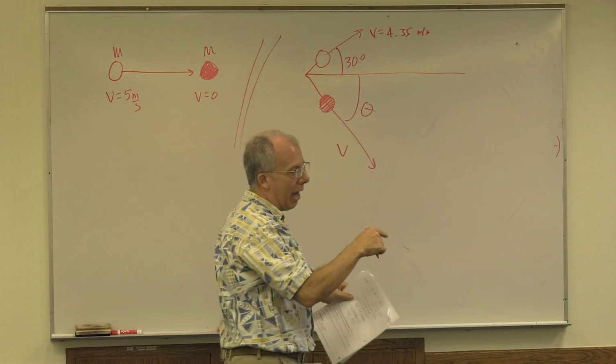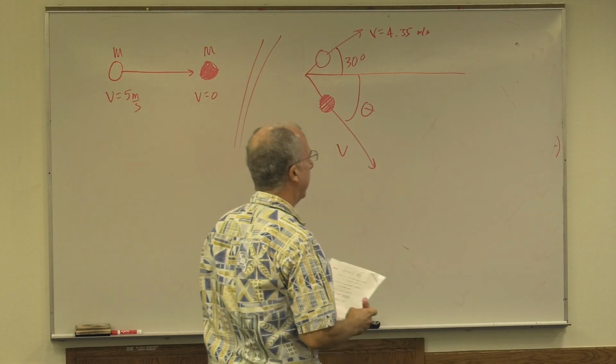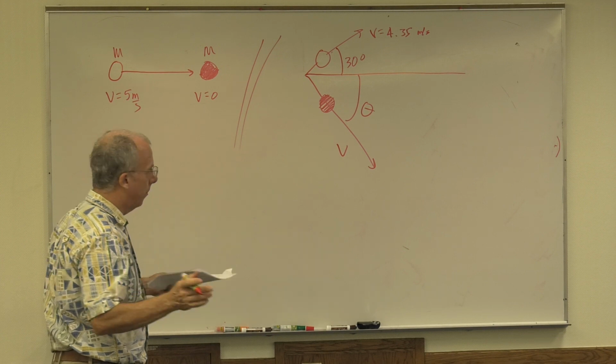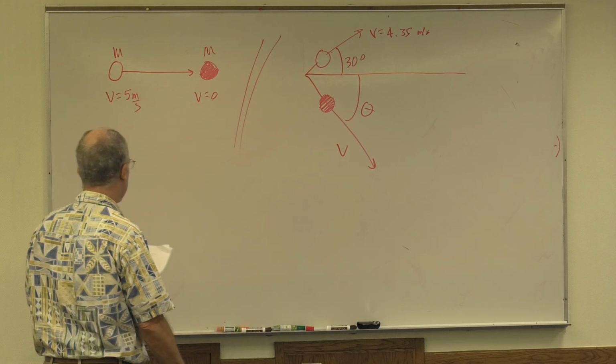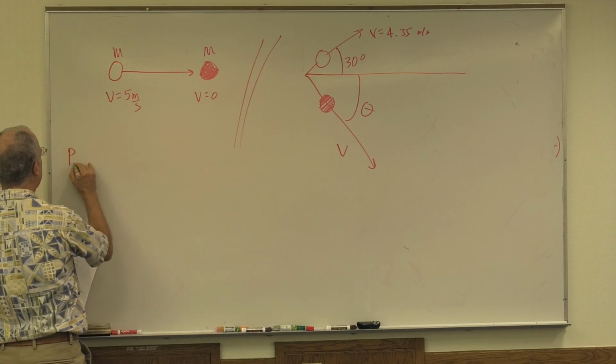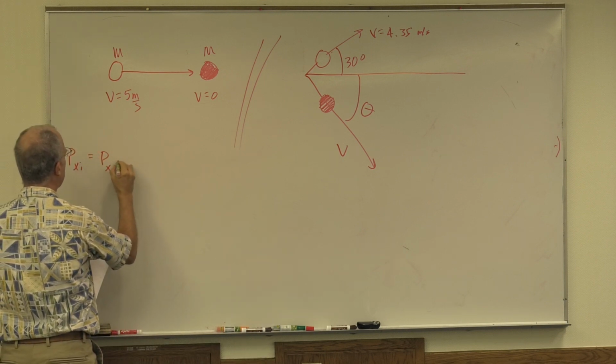Okay, so again, we're looking down, right? This is happening on the horizontal plane. Okay, so that's what's happening. So we just do components, just like with forces. So all right, so momentum is conserved. So Px initial equals Px final.